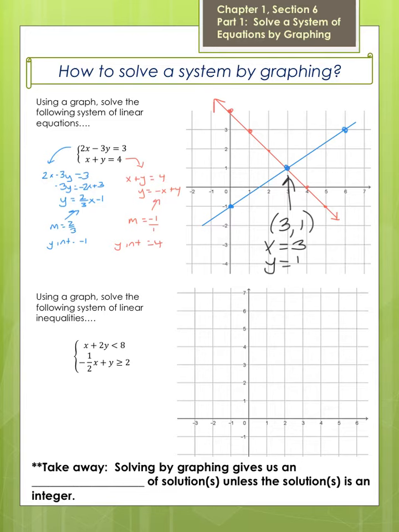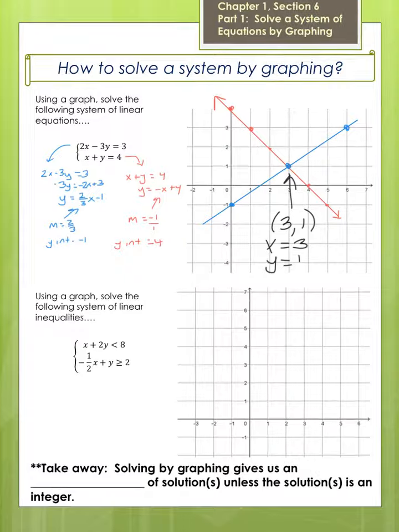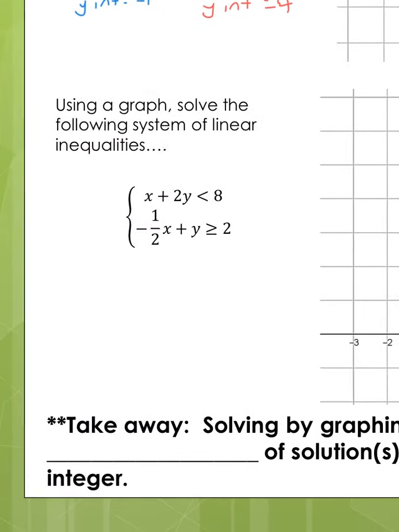Likewise, if you had lines that are superimposed on top of each other, then you would have an infinite solution. So any point along those lines that are superimposed, any x and y pair that are on those lines would be a solution. So you'd end up with an infinite solution. All right, great. Let's move on to inequalities now.